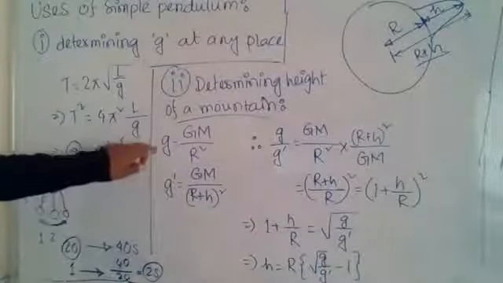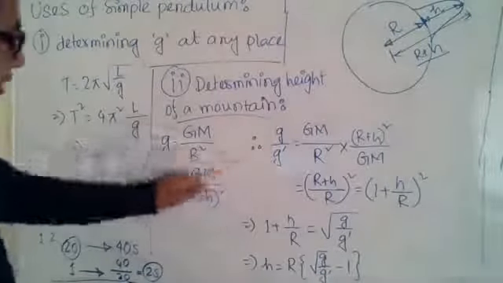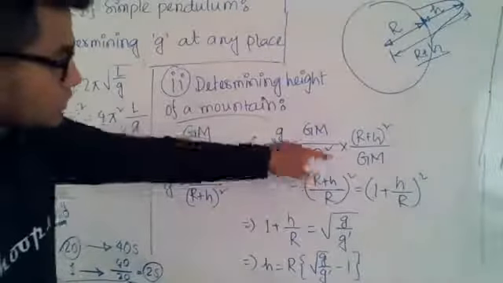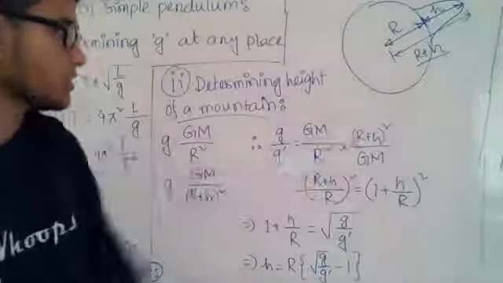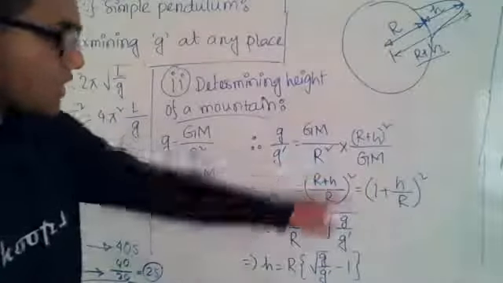Now if I divide this equation by this one, that is g by g prime, then I can write g by GM by r square, divided by, it will be inverted, r plus h whole square by GM. So GM will cancel each other. It will be r plus h by r whole square.